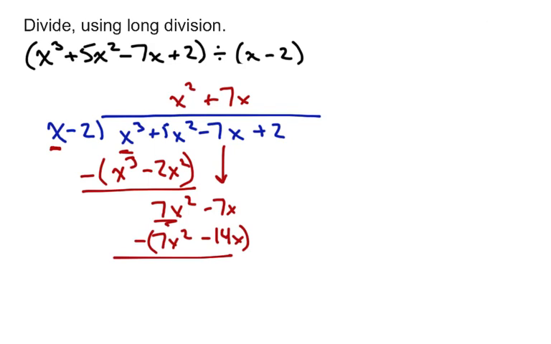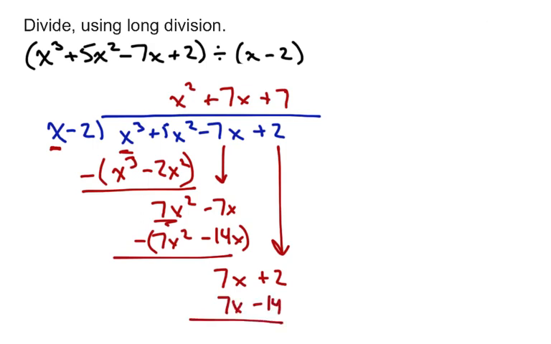And make sure you subtract the whole thing. 7x squared minus 7x squared, that's 0. But negative 7x minus negative 14x turns into positive 7x. Bring down the plus 2. x needs to be multiplied by 7. 7 times x is 7x. 7 times negative 2 is negative 14. So subtract the whole thing. 7x minus 7x, that cancels, but 2 minus negative 14 is 16.